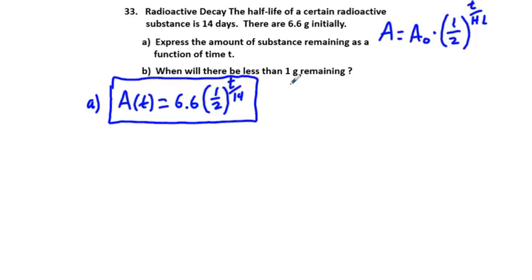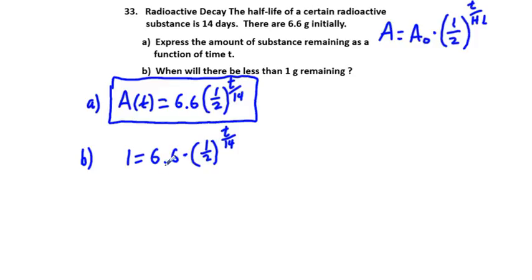Okay, part B, when will there be less than 1 gram remaining? For that, we use the same equation developed above, but in place of a sub t, we put 1 gram remaining. I'll put b here to the side. 1 is equal to 6.6 times 1/2 to the power of t over 14. Now in this case, our unknown is t.